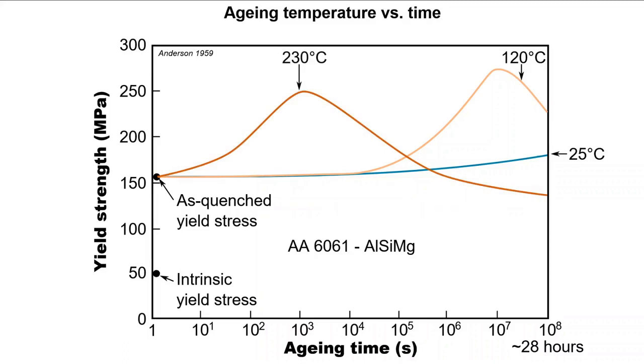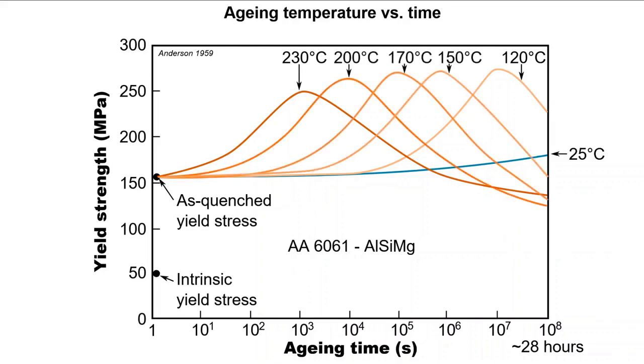Increasing to 230 degrees, there is a dramatic difference in response. The peak strength that is obtained at this temperature occurs within an hour. However, when left too long, it will actually drop below the as-quenched yield strength. Furthermore, the peak strength that is obtained at this temperature is lower than that obtained at 120 degrees.